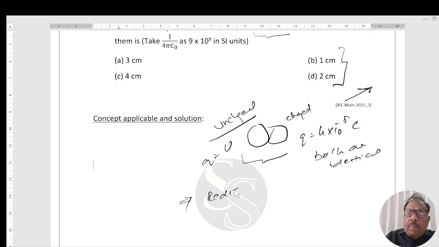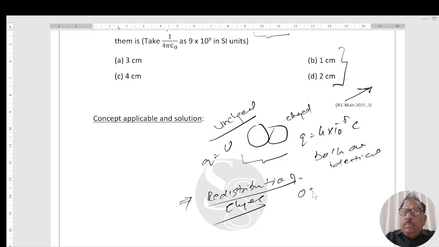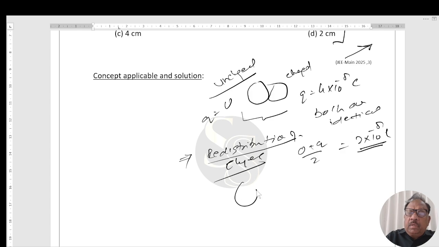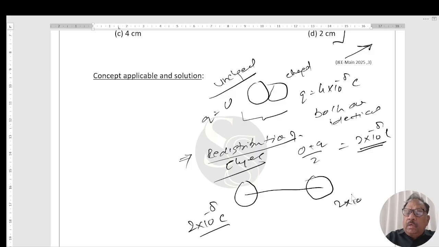Redistribution of charge will be there. सेम है, सब कुछ है. 0 + q/2. तो ये हो जाएगा 2 × 10⁻⁸ कूलॉम on each. So after that they are separated by a certain distance. इसके ऊपर चार्ज आएगा 2 × 10⁻⁸ कूलॉम, 2 × 10⁻⁸ कूलॉम, separated by distance r. ये हमने फाइंड आउट करनी है.